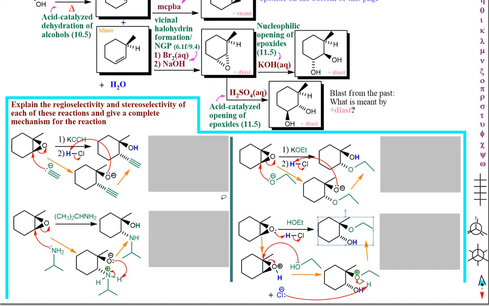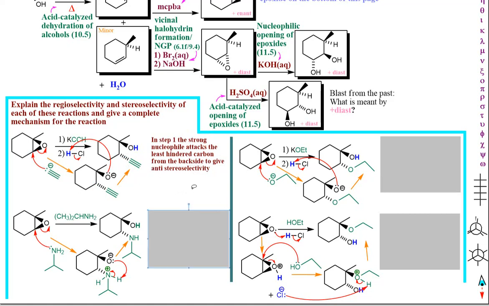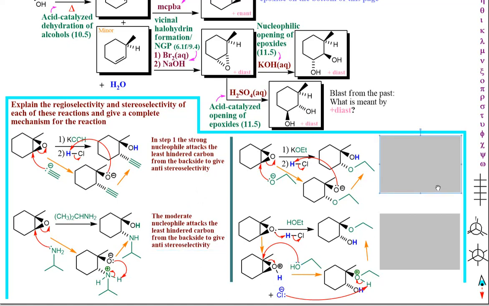Our explanations for why we observe regioselectivity and stereoselectivity. Step 1, the strong nucleophile attacks the least hindered carbon. That's why it ends up down here. And it's a backside attack, which gives anti. There's no step 1 down here. The moderate nucleophile attacks the least hindered carbon from the backside to give anti-stereoselectivity. And this will be identical to the first reaction's explanation.